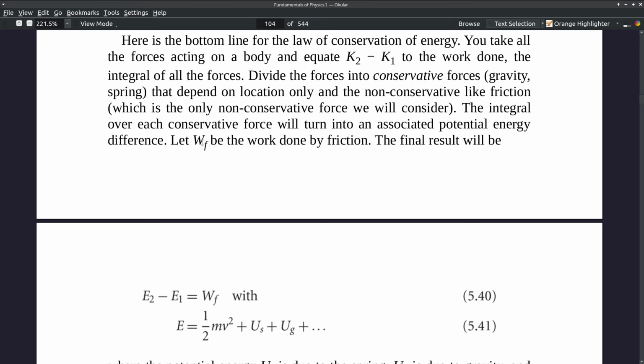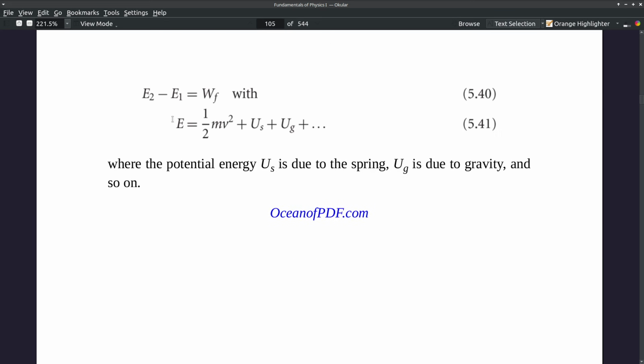So let W sub F be the work done by friction. The final result will be E sub 2 minus E sub 1 equals the work done by friction, with E equaling 1/2 mv squared plus the potential energy of the spring plus the potential energy of gravity plus the potential energy of whatever other forces are involved, where the potential energy U_S is due to the spring, U_G is due to gravity, and so on.